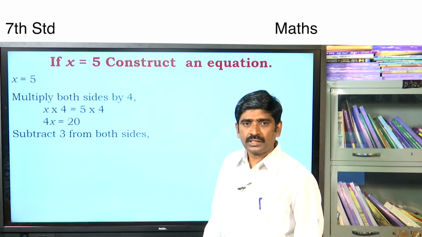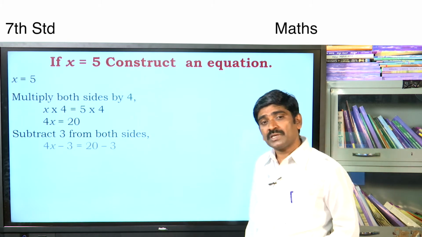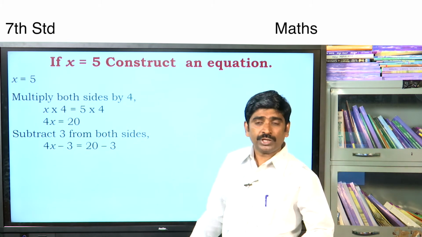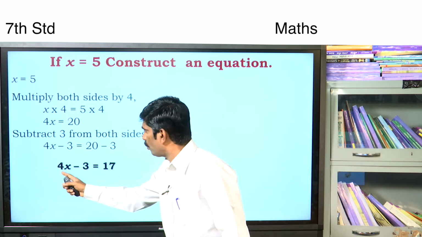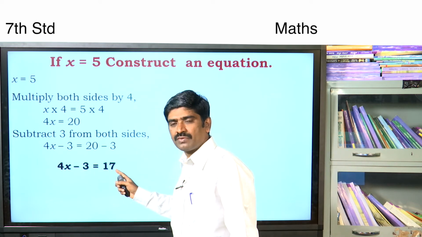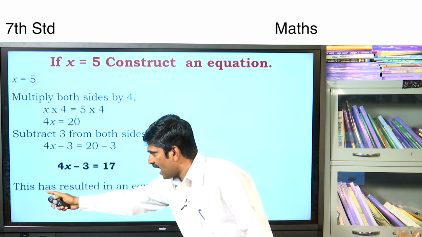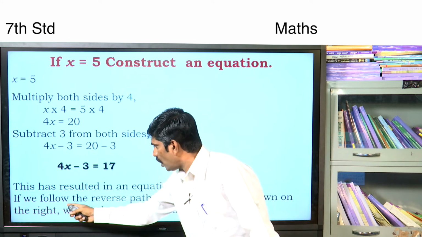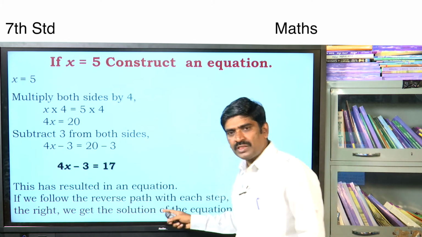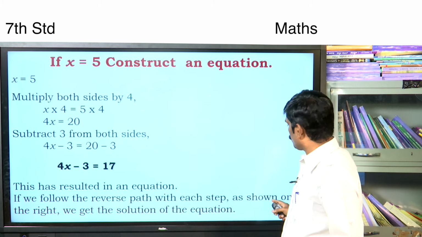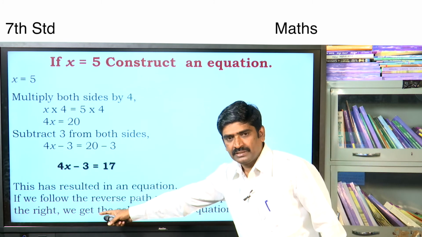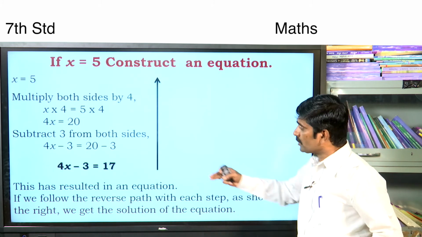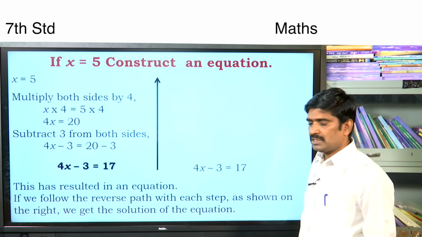Then subtract 3 from both sides. What happens? That is 4x minus 3 is equal to 20 minus 3. 20 minus 3 means 17. Very good. 4x minus 3 is equal to 17. This is the equation. This has resulted in an equation. If we follow the reverse path with each step as shown on the right side, we get the solution of the equation. See here, reverse process. This is the equation.